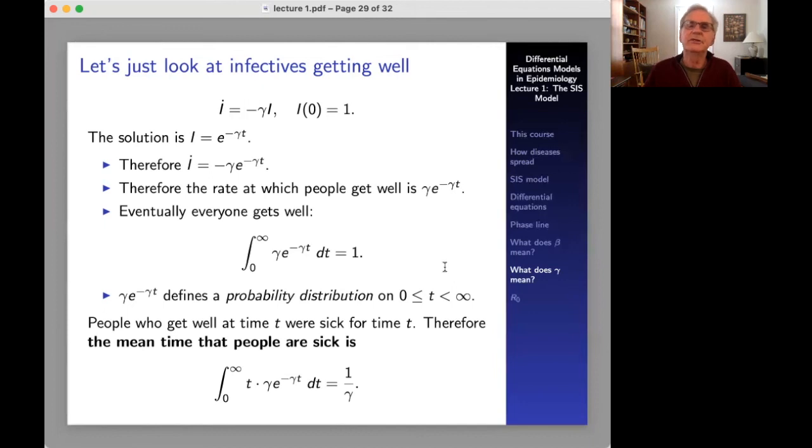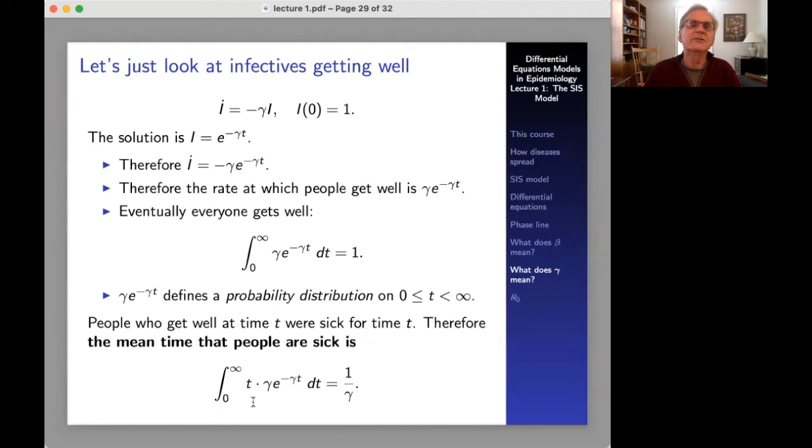And one thing you learn in calculus is that if you've got a probability distribution on a t interval, if you integrate t times the probability function over the interval, you'll get the mean value of t. In this case, the mean value of t is 1 over gamma. But what does that mean? People who get well at time t, remember we assumed everybody was sick initially, they were sick for time t.